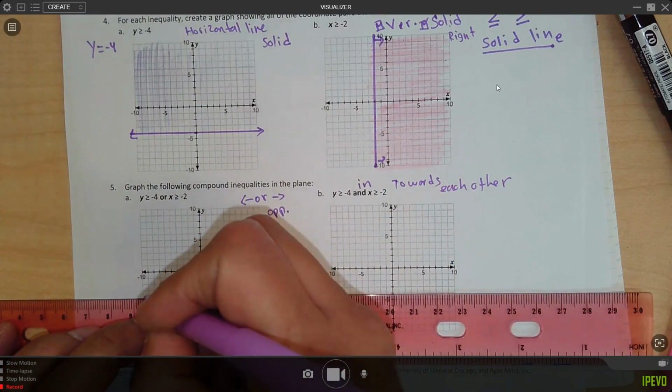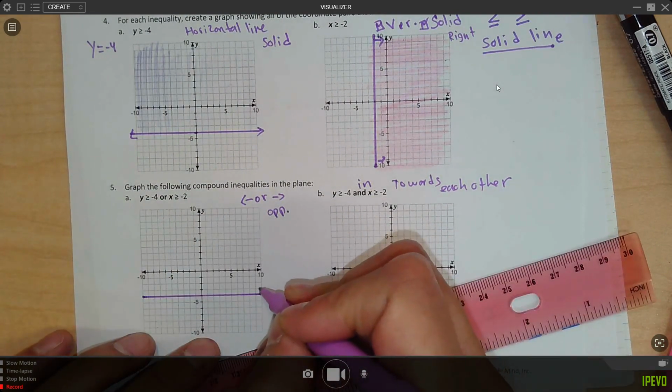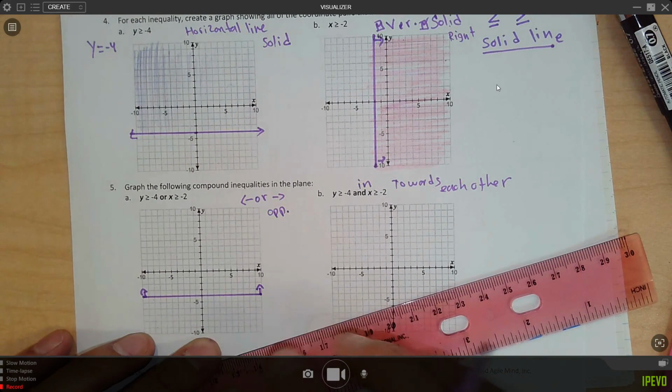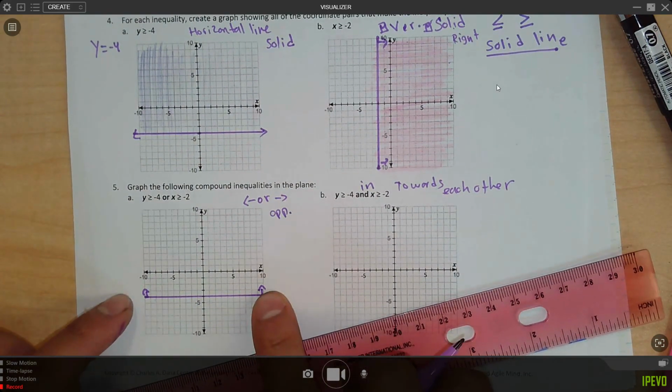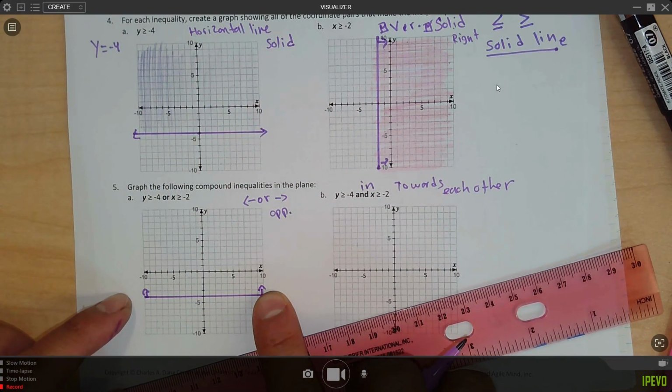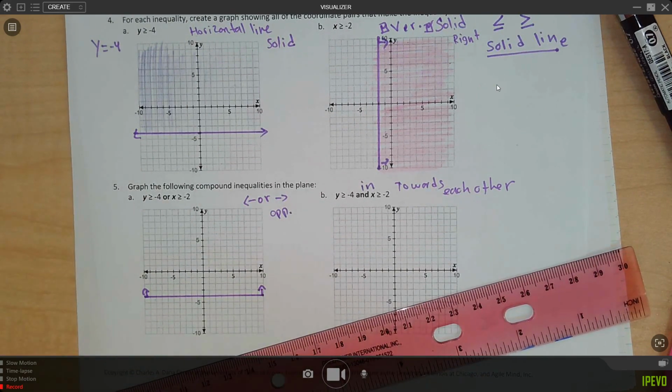And make sure it's a dotted line. I'm sorry, it's a solid line. Do not do the shading yet, okay? Just put the arrows to indicate the direction. It's an or statement, so it's going to have to be opposite directions.